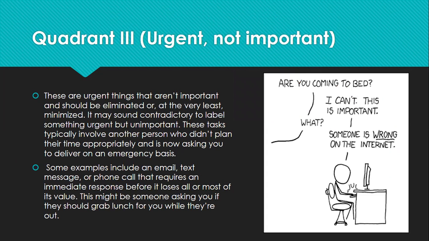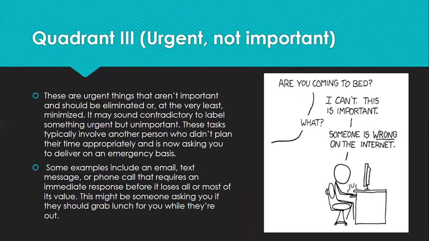Quadrant 3, urgent but not important. Let's look at the joke. A person is asking, "Are you coming to bed?" The other answers, "I can't, this is important. Someone is wrong on the internet." So this person is proving to someone that this one is wrong, that he has a wrong opinion on the internet.